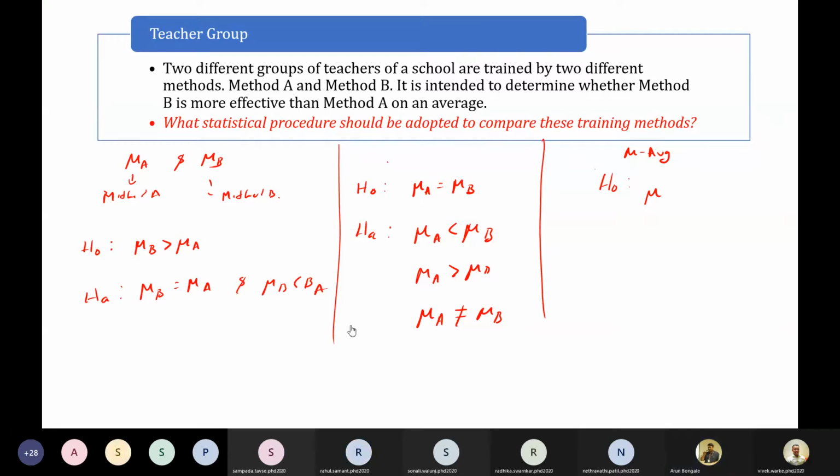Sir, yes, Rahul. The question says to determine whether method B is more effective. If method B is more effective, then the null hypothesis should be mu B greater than mu A. Okay. And what is the alternative? The alternate hypothesis is mu B less than or equal to mu A. Okay. Okay.